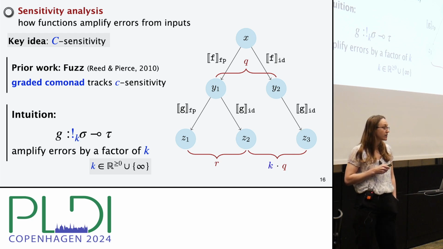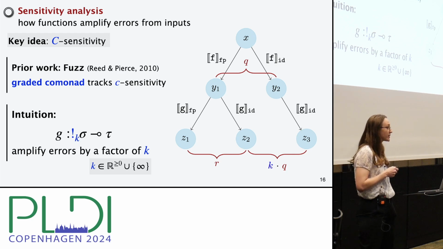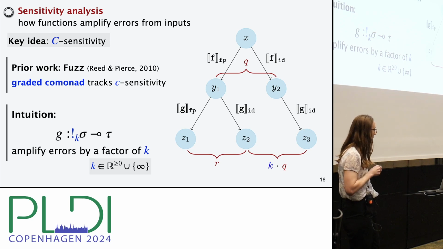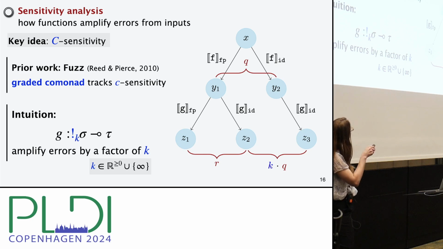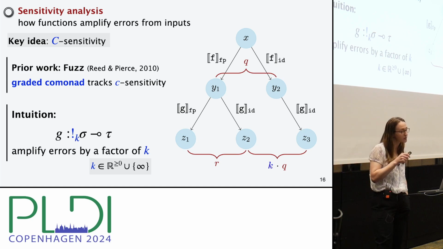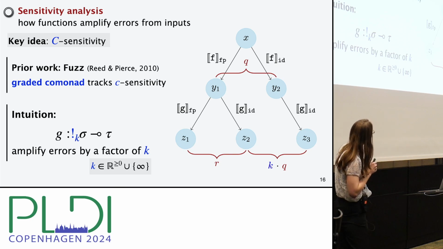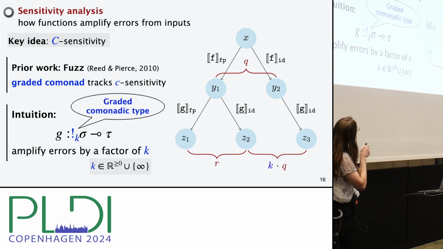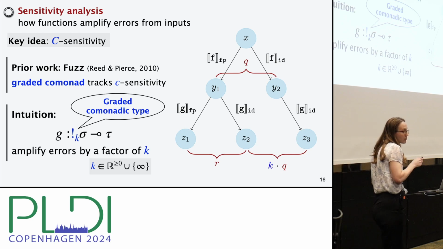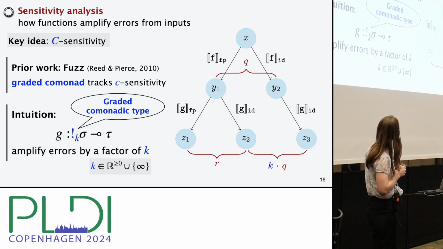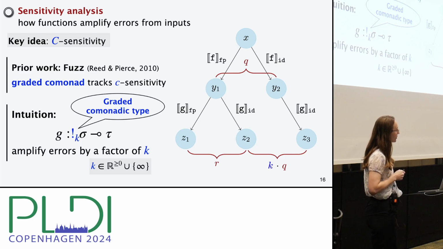Now, the idea of C-sensitivity was first integrated into a type system by Reed and Pierce in 2010. So that is not the novel contribution part of our work. It first appeared in the Fuzz programming language, so now maybe you see where we get our Numerical Fuzz name for our language. In that work, they used a graded comonad to track C-sensitivity. The application domain was differential privacy, so a totally different area. The intuition there is that values with the following graded comonadic type, as an argument to a function, are amplified in error by at most a factor of k, where k is the grade. And again, k here can be any positive real constant or infinity.